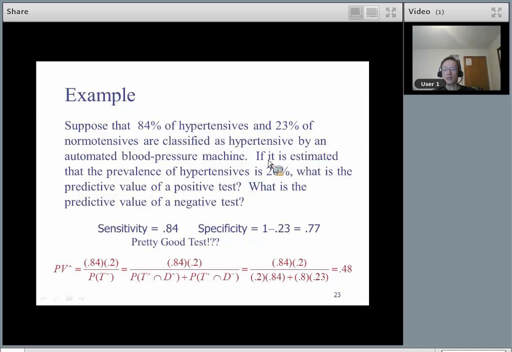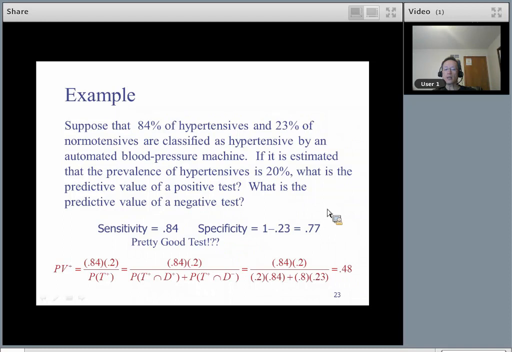So this example is just telling you that sensitivity is given and specificity is given, right? Of course, this is not the specificity itself. If you're given a specificity of 77%, you should be able to figure out 23% right away and put it in here. Then you get the predictive value of a positive test, that is 48%.